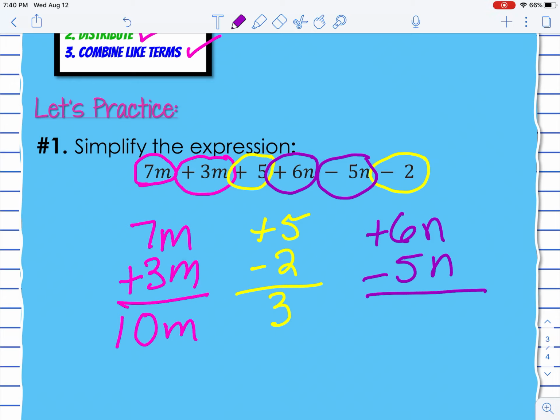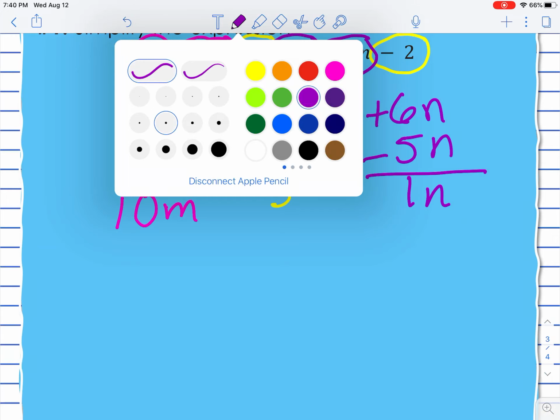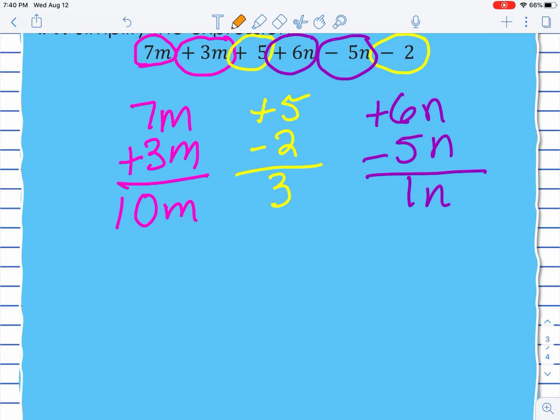Let's add these up. What is 6 plus a negative 5? Again, get out that calculator. You should get 1. Yes, it is the same thing as 6 minus 5. You're correct. Okay, the last step. Combine them. Write them all together. Here we go. Let's write our final answer. Because I don't see anything else as alike here. I see m, 3, n.